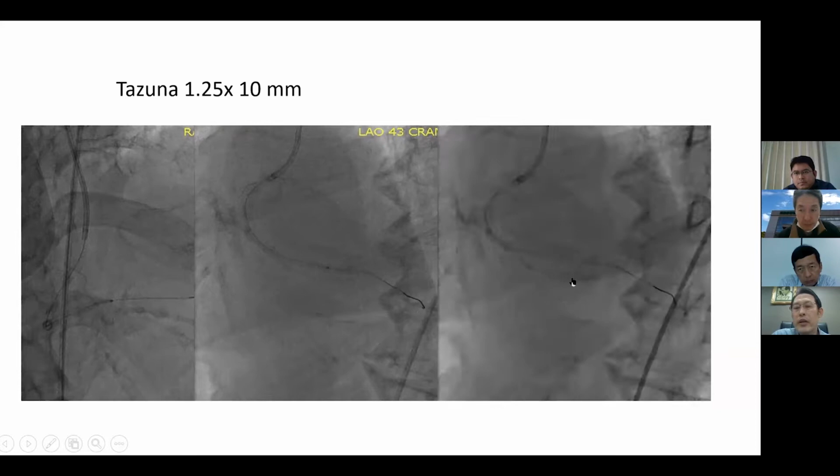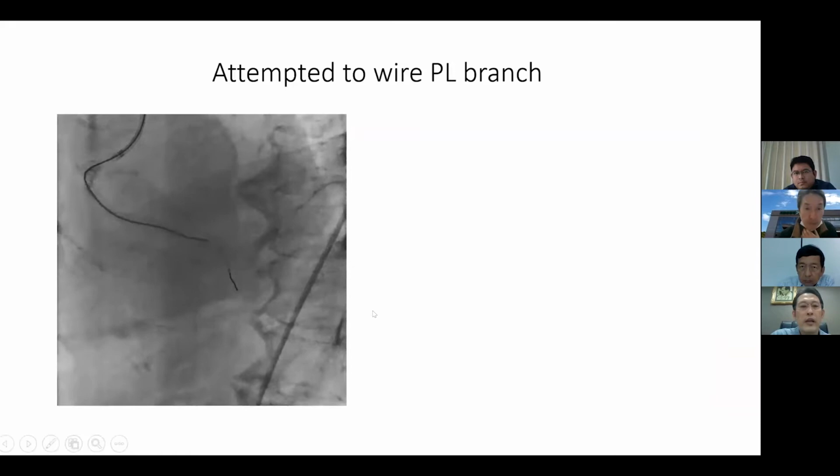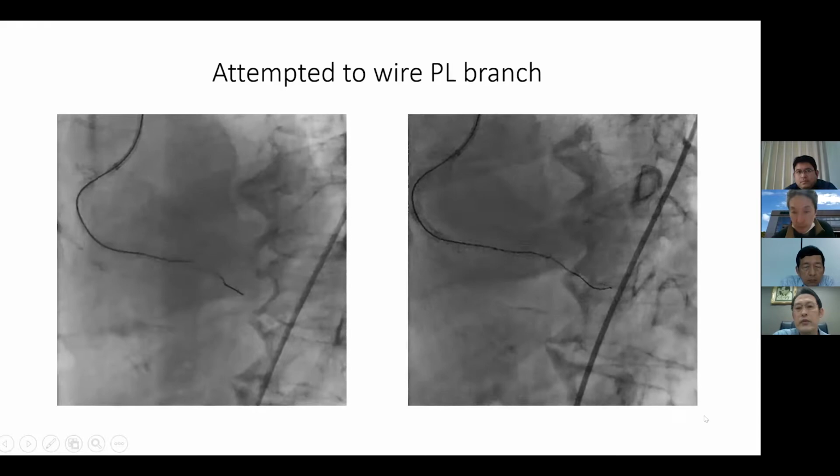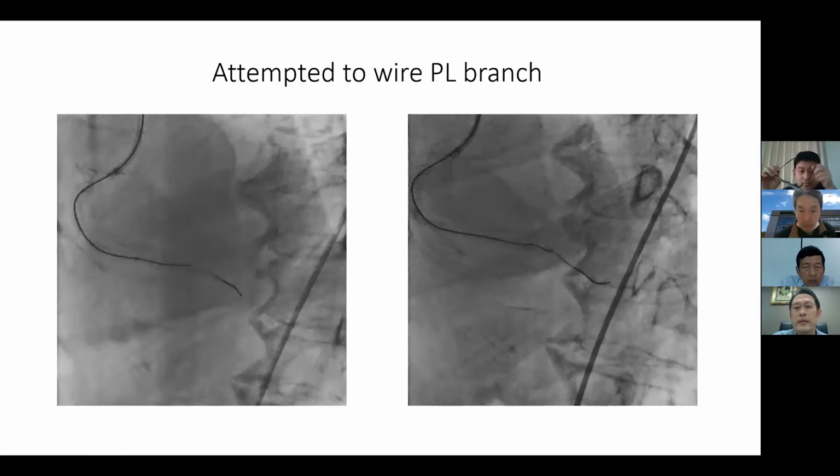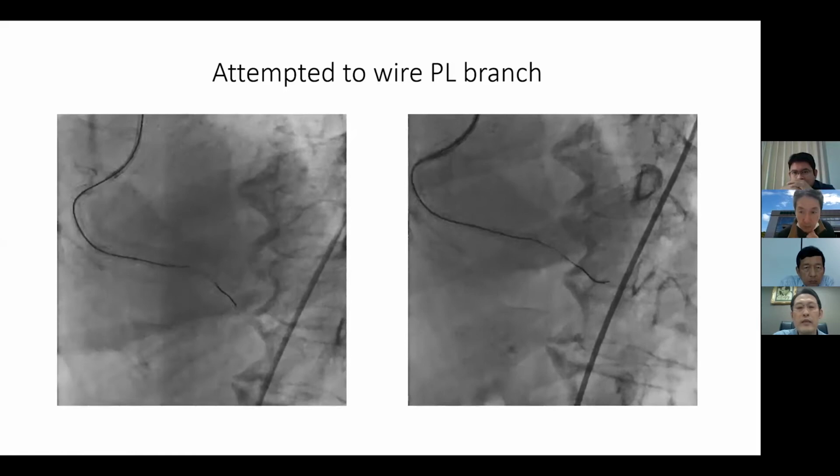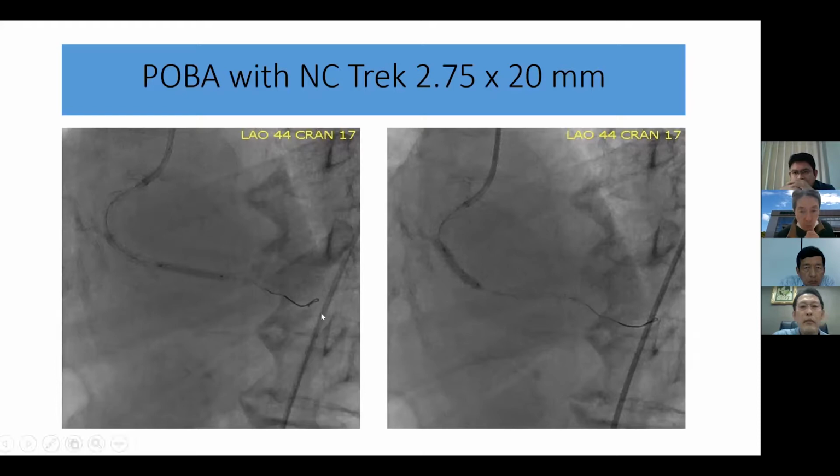So I attempted wiring to the PL branch. After several minutes of attempts, it was not successful to cross the PL branch. At that time we didn't have imaging available at that hospital, so I just did a prolonged balloon inflation with an NC balloon 2.75 at the ISR of the RCA from distal to proximal to mid portion.